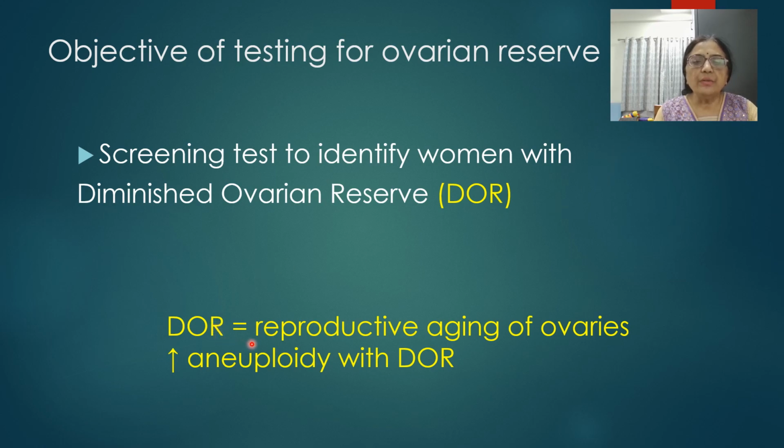Diminished ovarian reserve is equivalent to saying reproductive aging of the ovaries. Whenever there is a diminished reserve, that means reproductive aging of the ovaries has taken place. It also indicates that there will be an increased possibility of aneuploidy whenever the test indicates that the patient has diminished ovarian reserve.